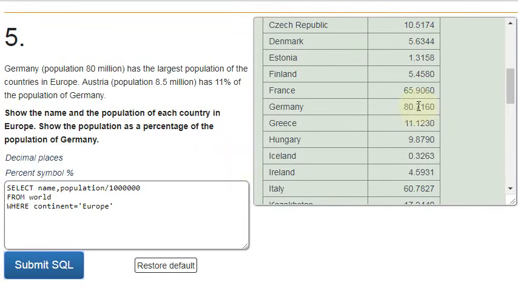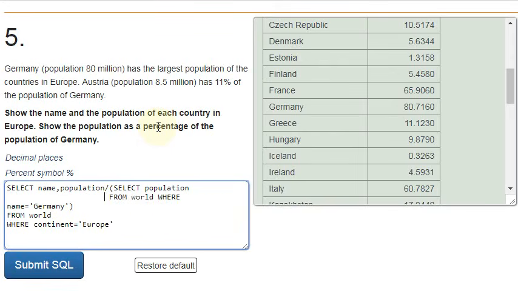Okay, we're going to have to deal with a couple of issues. First off, I want to divide these populations not by 1,000,000, but by the population of Germany. And I can actually do that here. I can put in select population from world where name equals Germany. So that should give me the 80 odd million each time. Can't think of a good way to format this as an ugly expression. There's no real good way to format it, but I'm just going to do that.